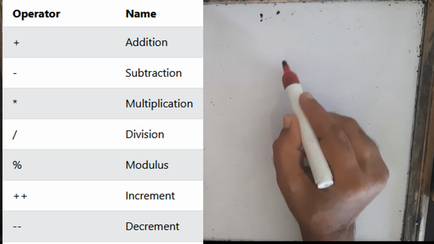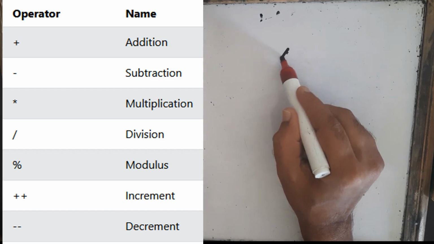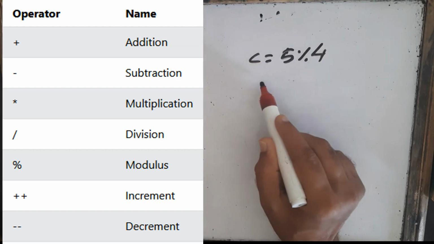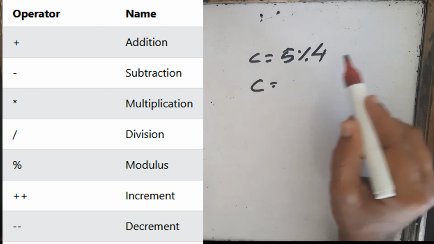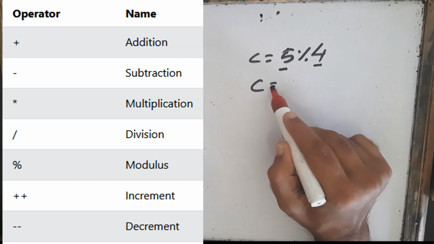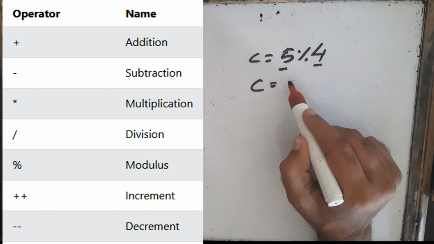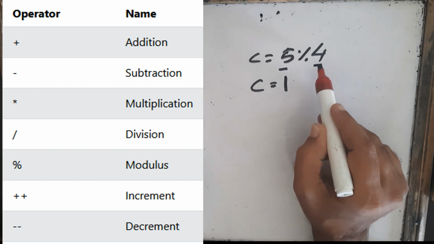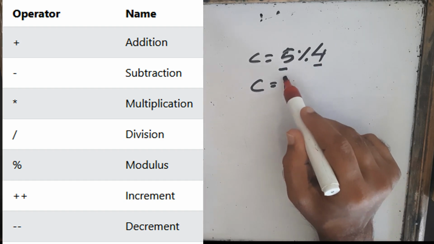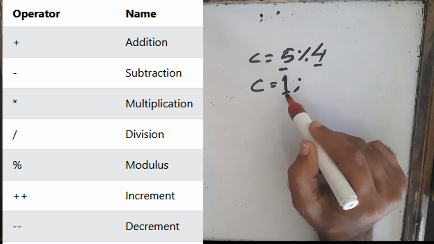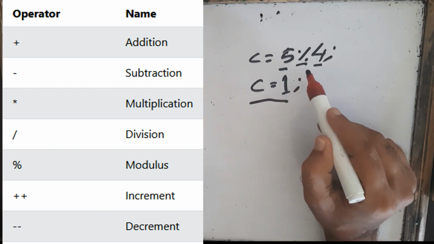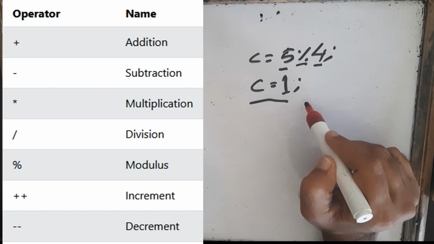Now the modulus. If you do 5 modulus 4 here, then C will be assigned the remainder. So 5 will be divided by 4 and the remainder will be assigned to C. In this case, 1 will be the remainder. So modulus will give the remainder of the operation.